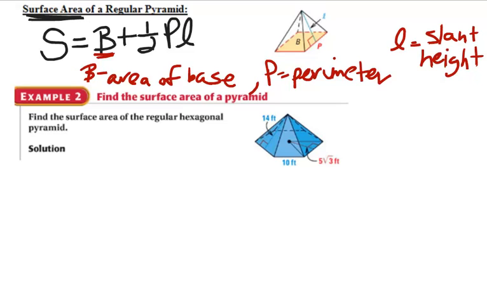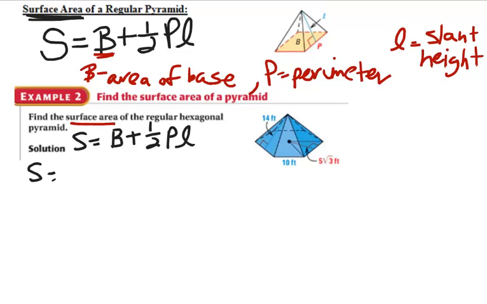Okay, slant height. So let's find the surface area of a pyramid. When it says surface area, they want the total. We want the total surface area of the hexagonal pyramid. So we name it by the base. It's a hexagon on the base. So remember that the surface area formula is the capital B, base, plus 1/2 the perimeter times the slant height. So S is going to be the area of the base.